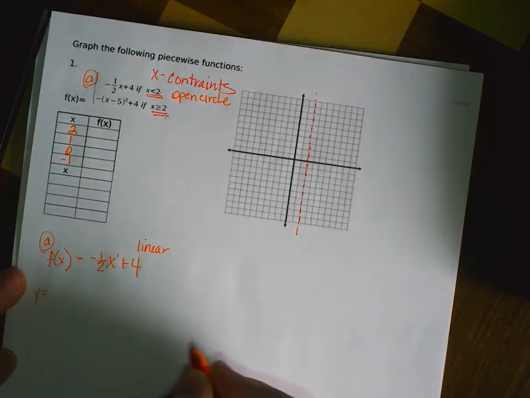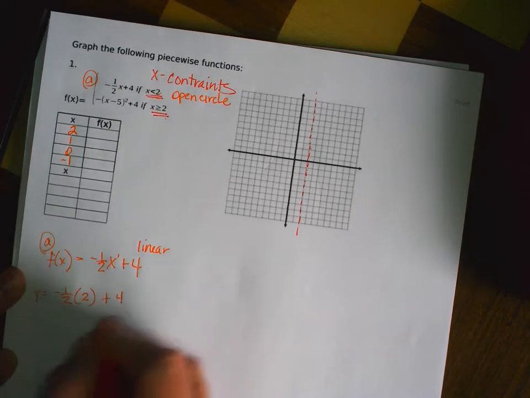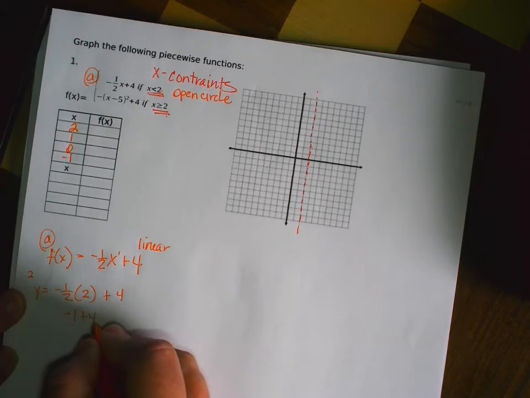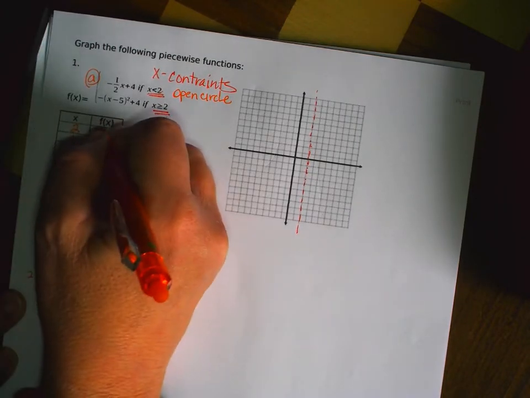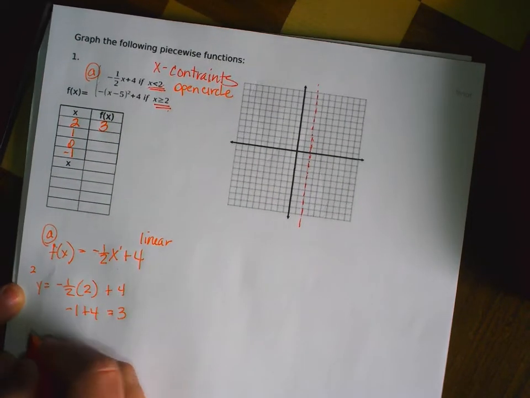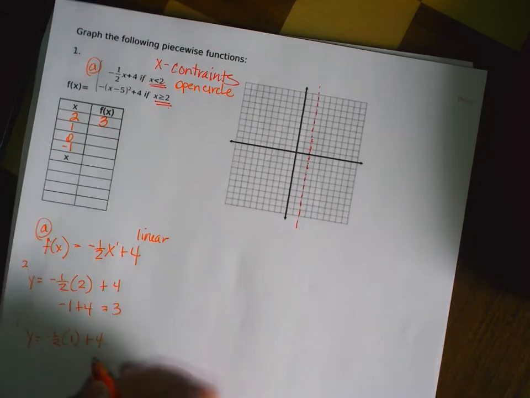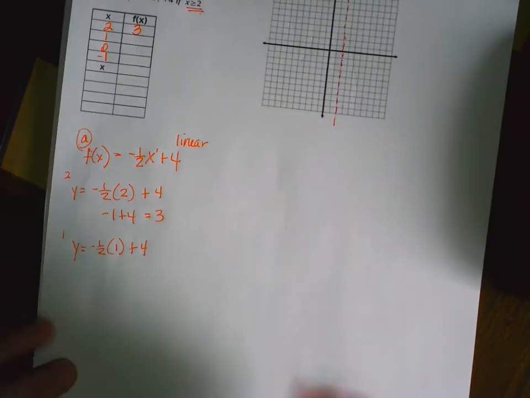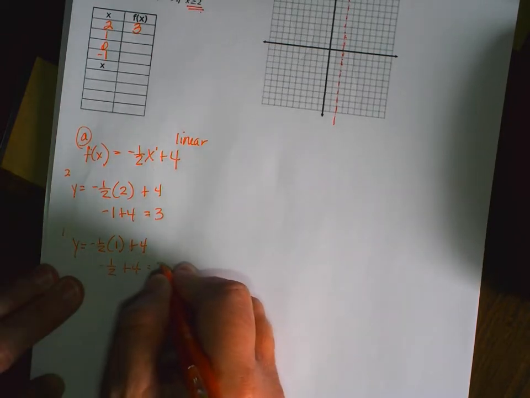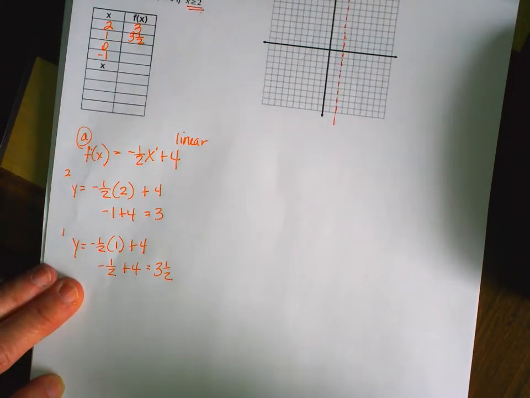If I plug in 2 for x, I have negative 1/2 times 2 plus 4. Negative 1/2 times 2 is negative 1, plus 4, which equals 3. So 2 gets a 3. Then I'm going to plug in 1 for x. y equals negative 1/2 times 1 plus 4. Negative 1/2 times 1 is negative 1/2, and negative 1/2 plus 4 is 3.5. Or you could do decimal 3.5, that's fine.